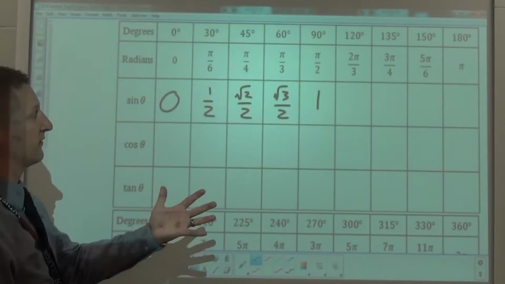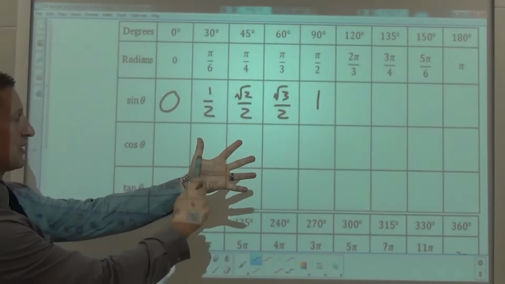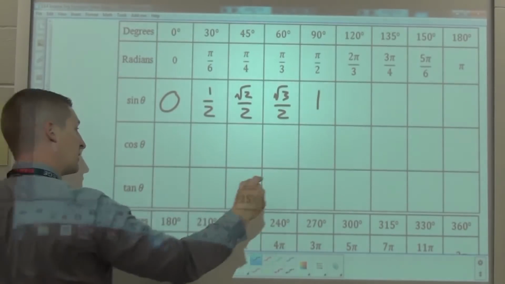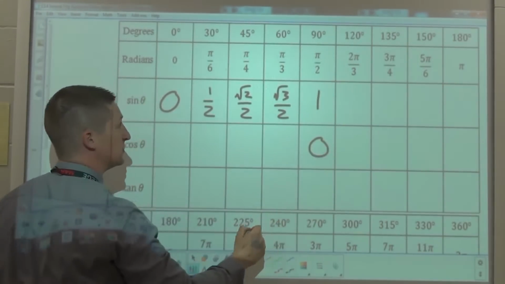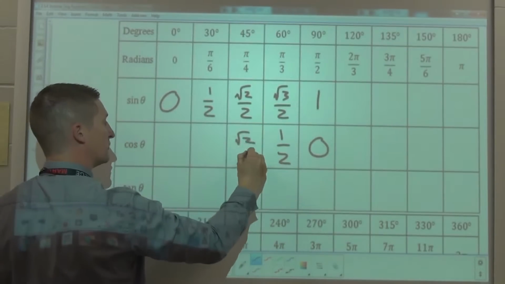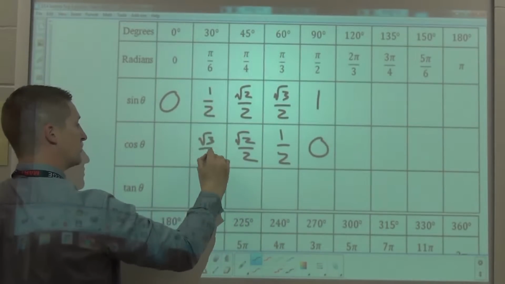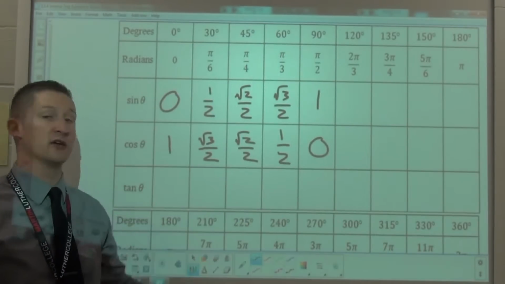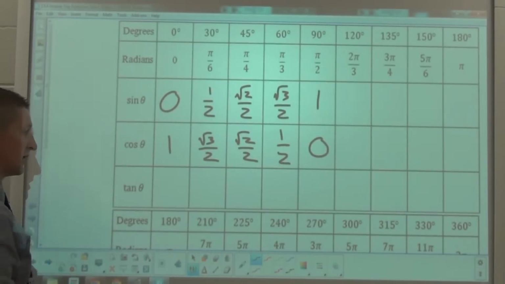When I do cosine of theta for those same angles, I just go the opposite direction. 0, 1, 2, 3, 4, starting at 90 and working back. So the cosine of 90 must be 0. 60 is 1/2. Square root of 2 over 2 here. Square root of 3 over 2 over here. And 1 right there.